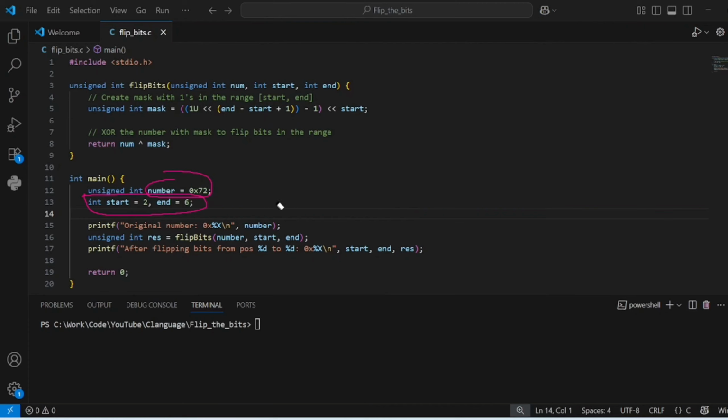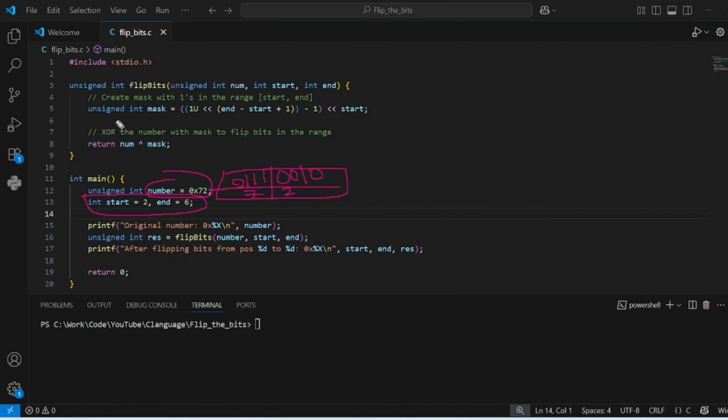First, let's write 72 in hexadecimal format. It is 7 and 2, hexadecimal 0x72, and you need to flip the bits from 2 to 6. We are printing the original number and then passing the given number and the start and end numbers to this flip bits function. In the flip bits function, we create a bitwise mask, and finally we do an XOR operation with the given input number.